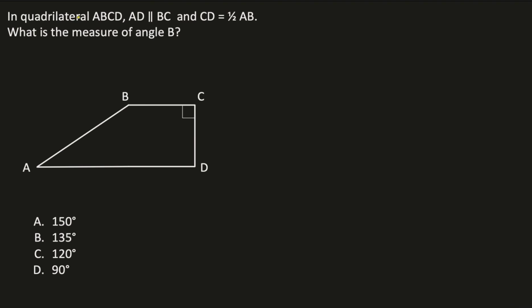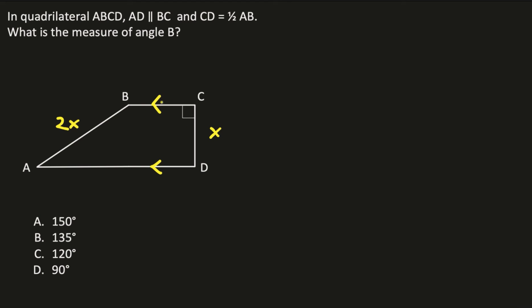In quadrilateral ABCD, AD is parallel to BC. So let's mark that AB is parallel to BC. And CD is equal to 1/2 of AB. So let's call CD x, and let's call AB 2x, meaning that CD is 1/2 of AB. What is the measure of angle B?